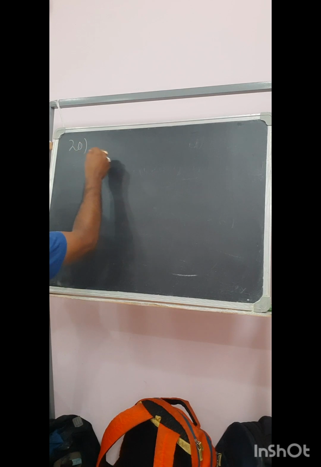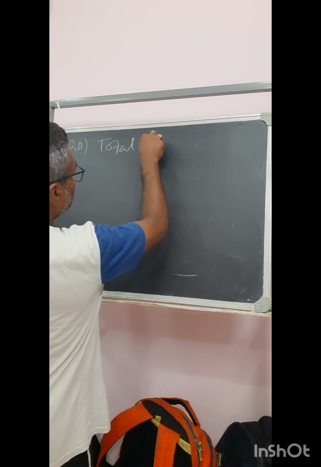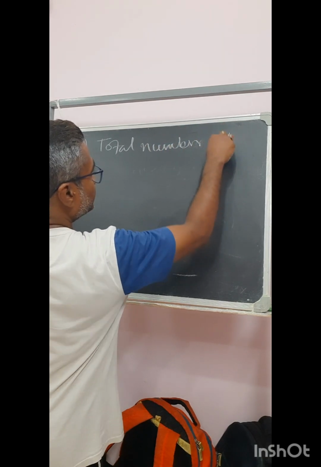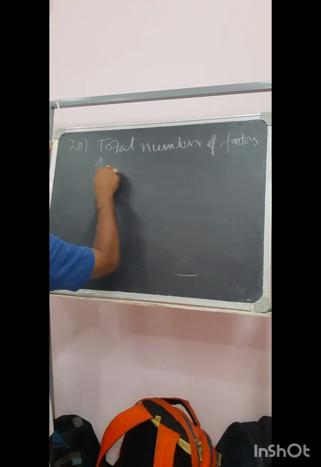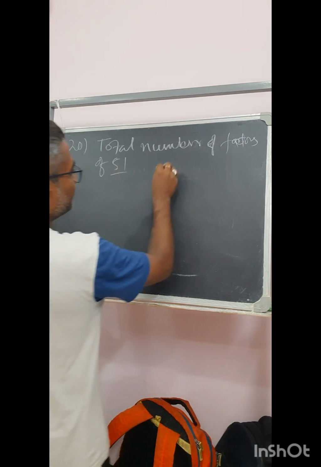Now next comes here, this is question 20. You have to find the total number of factors of 51. So this is not a big thing. Only thing is that you have to prime factorize this one.